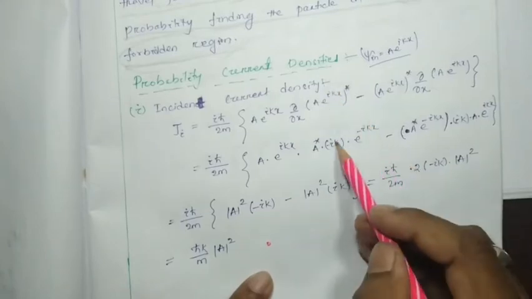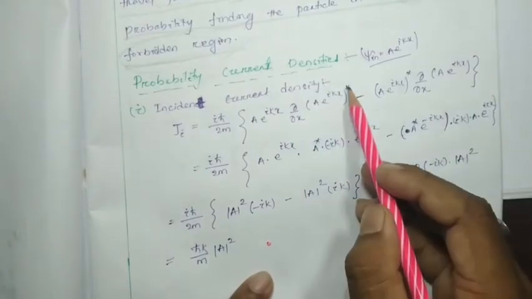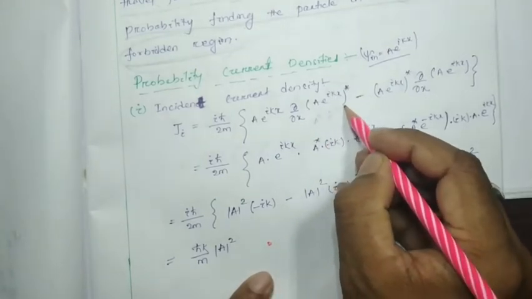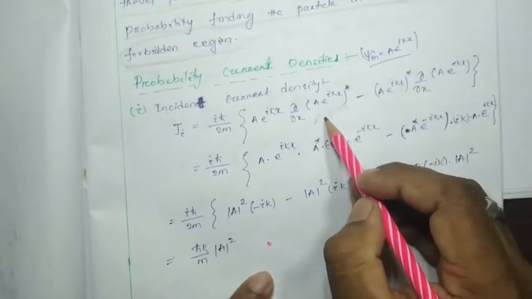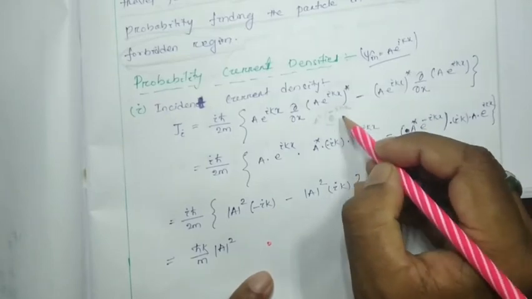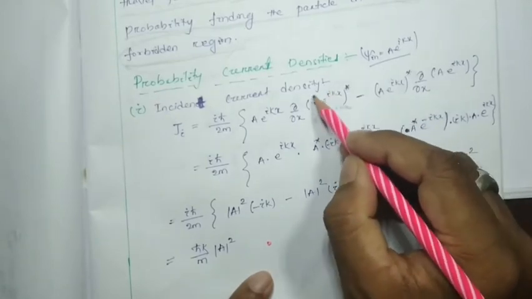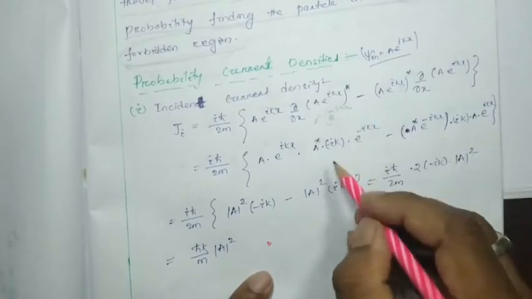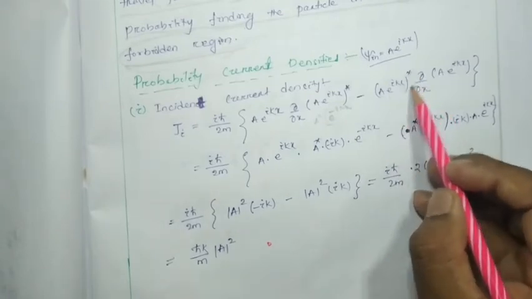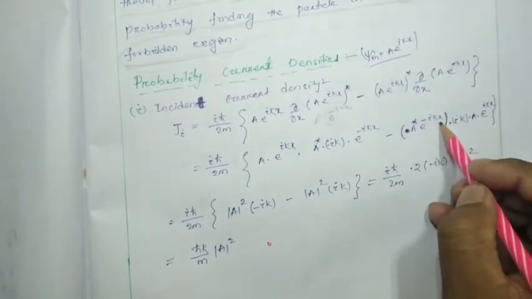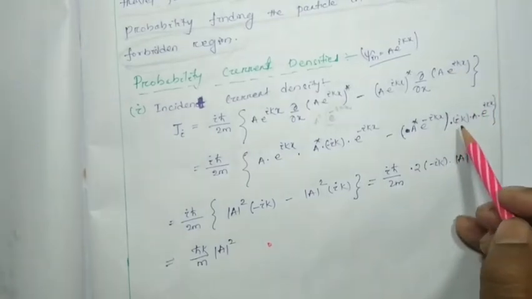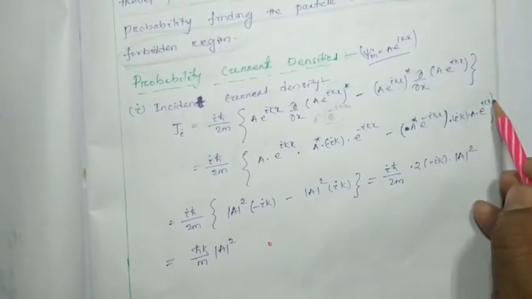The derivative of this one will be minus ik e to the minus ikx. Now, psi star, a star e to the ikx star, will be how much? It will be a star e to the minus ikx, right? So the derivative of e to the power minus ikx, because this star is the complex conjugate, will be minus ik into e to the minus ikx. Minus psi star: it will be a star into e to the minus ikx, into the derivative of this one, a e to the ikx, which will be equal to how much? Ik into a into e to the ikx.